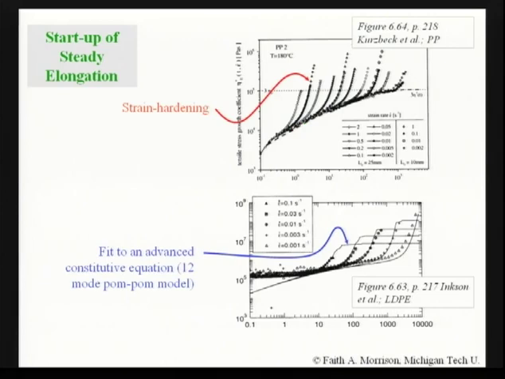There are some models that exist. These are constitutive equations. One's called the pom-pom model that predicts that the sample should come up, strain harden, and then come to a steady state. That's never been observed, but there are models that predict that that's the way it should happen. This is data on low-density polyethylene, and this is data on polypropylene.